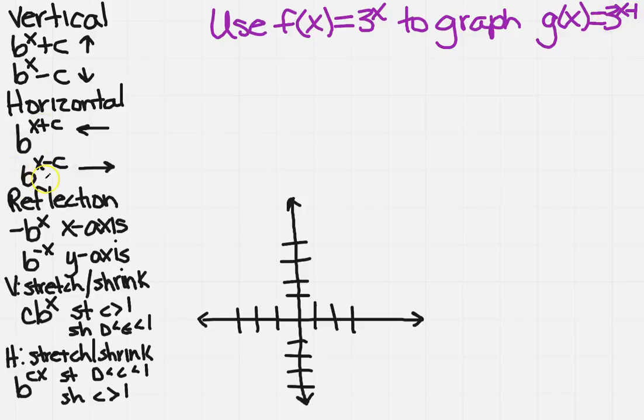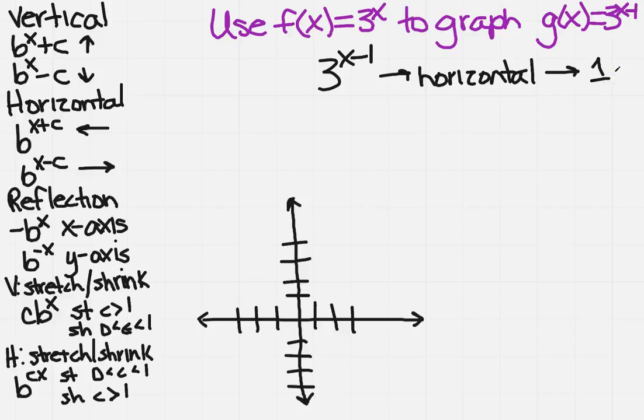It looks like it falls under horizontal, correct? And it says that c is a minus 1. So if it is a minus 1, then it is going to be shifted to the right or the left. Well, it's going to be shifted to the right. So 3 to the x minus 1 is going to have a horizontal shift to the right. How many units? 1. So that I know that's what's going to happen.